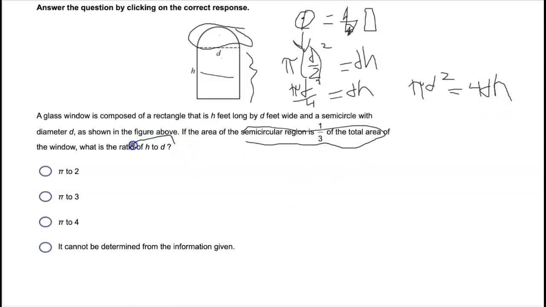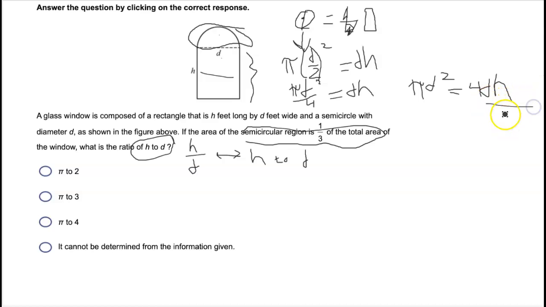The ratio of h to d. Oh, that's pretty simple. They just want to know h over d and then just say it as h to d, right? That's the same thing. The ratio of h to d is the fraction h over d. So we need h over d.